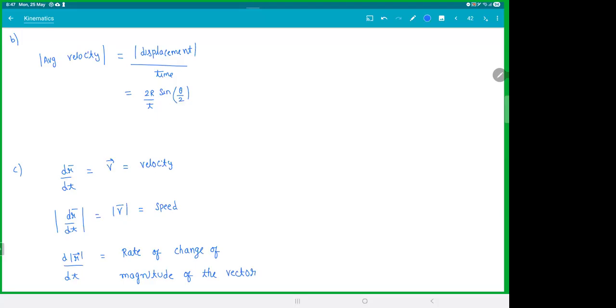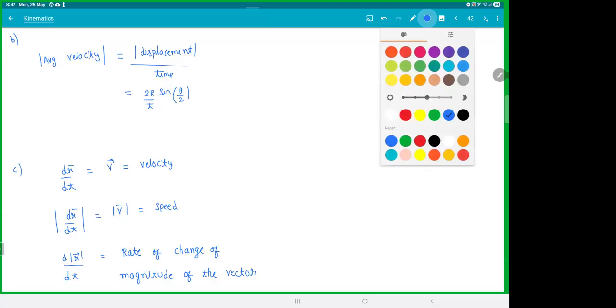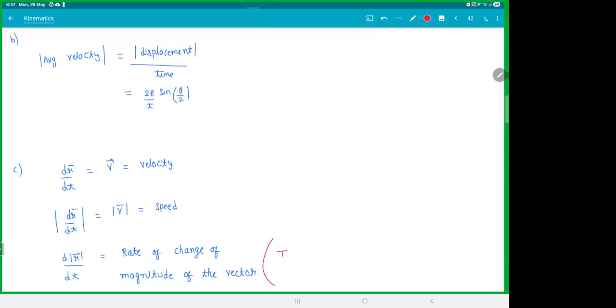This is not speed. This is something else completely. This has nothing to do with speed. Are you clear with this? That is something else. Getting it? Now, getting back to the question.